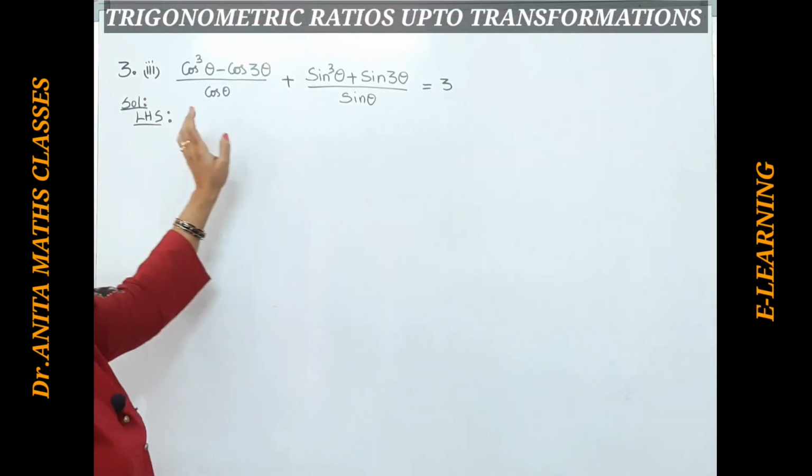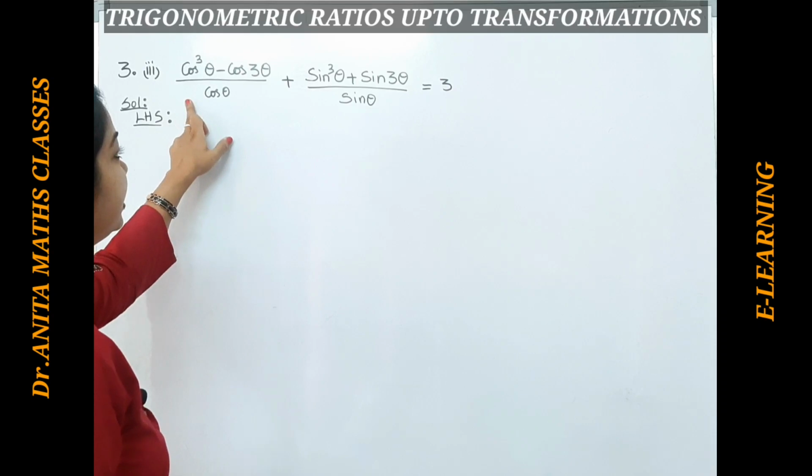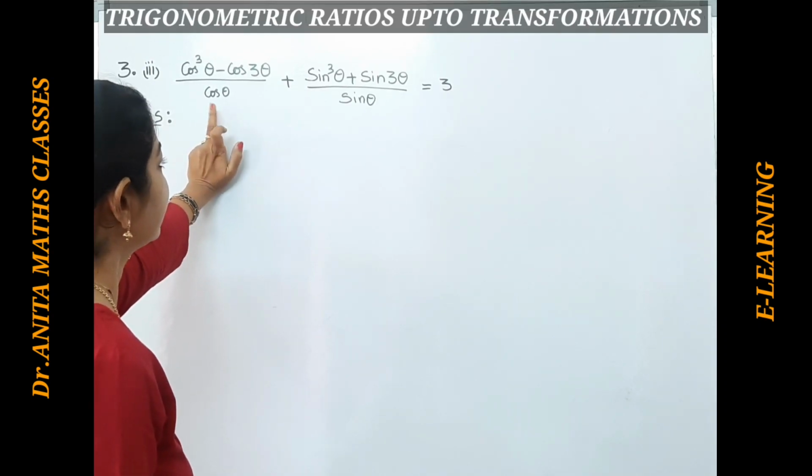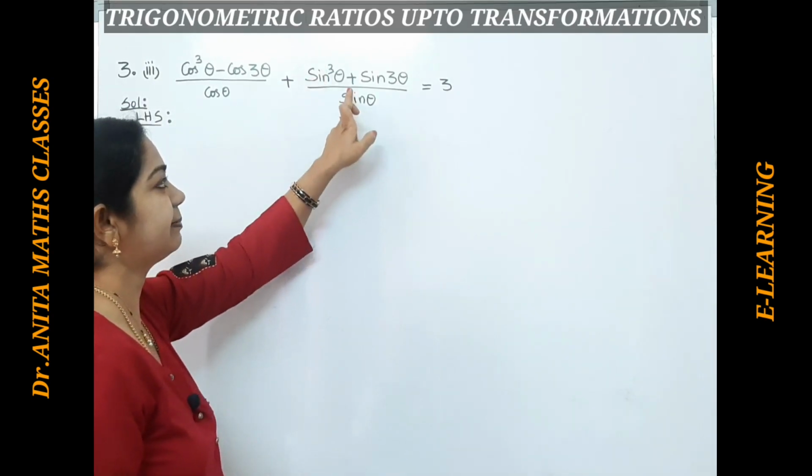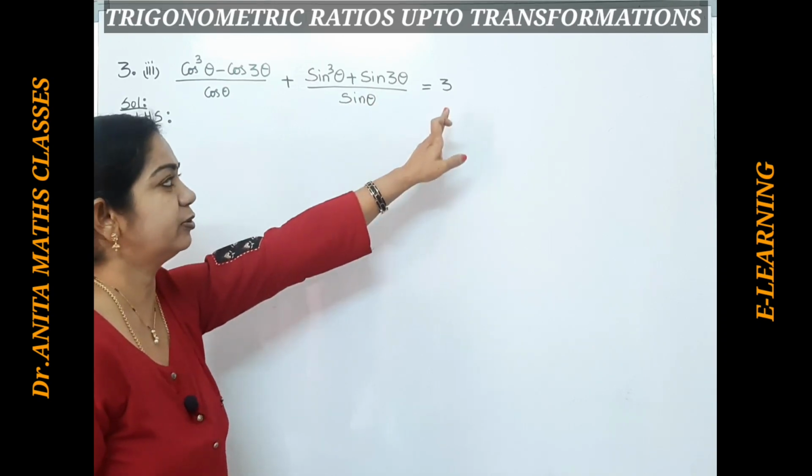Now the third bit in the third problem. See, (cos cube theta minus cos 3 theta) by cos theta plus (sin cube theta plus sin 3 theta) by sin theta equals 3.